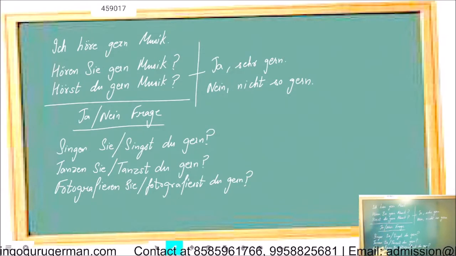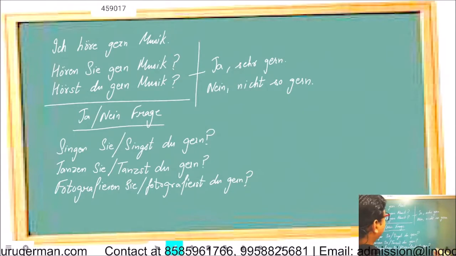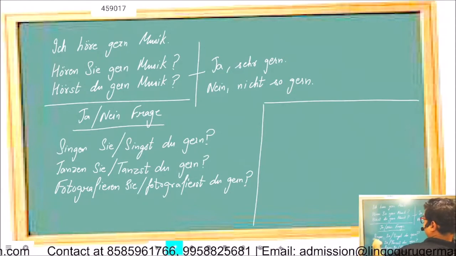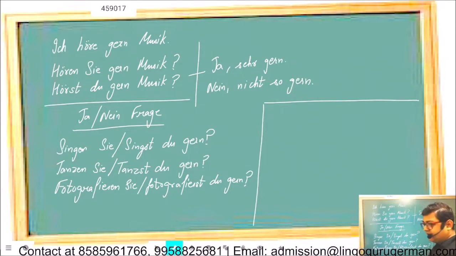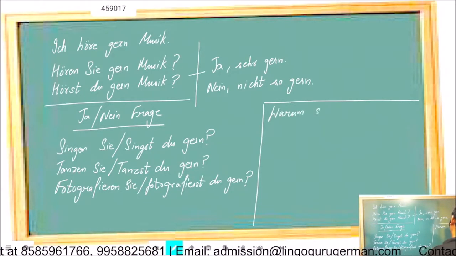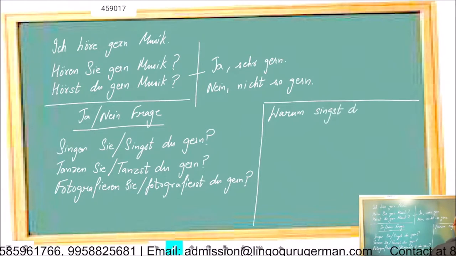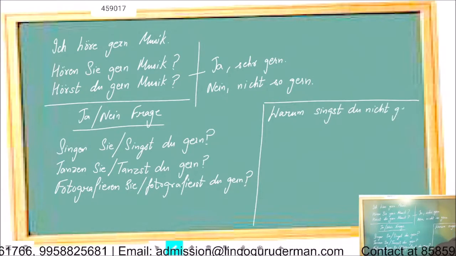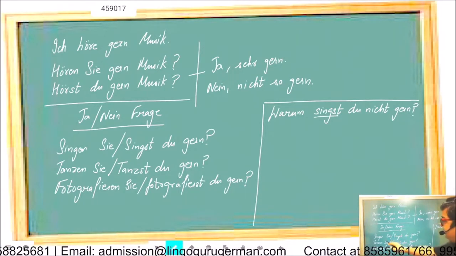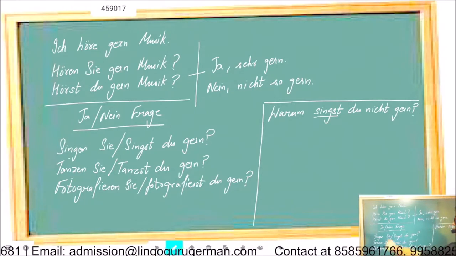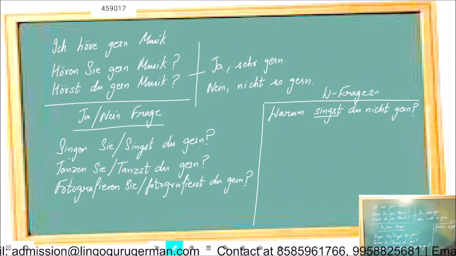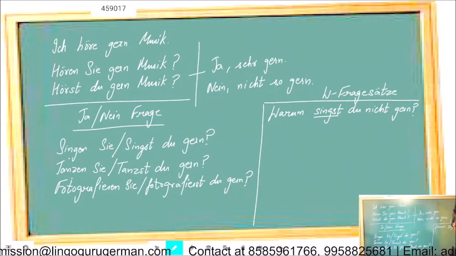If I want to ask not yes-no, but what do you like to sing? Suppose I ask, do you like to sing? And the person says, no, I don't like to sing. So I can ask, warum singst du nicht gern? Why? The verb here comes at second position. Here the verb remains on first position. These are Ja-Nein-Fragen, and these are my W-Fragen, W question sentences.